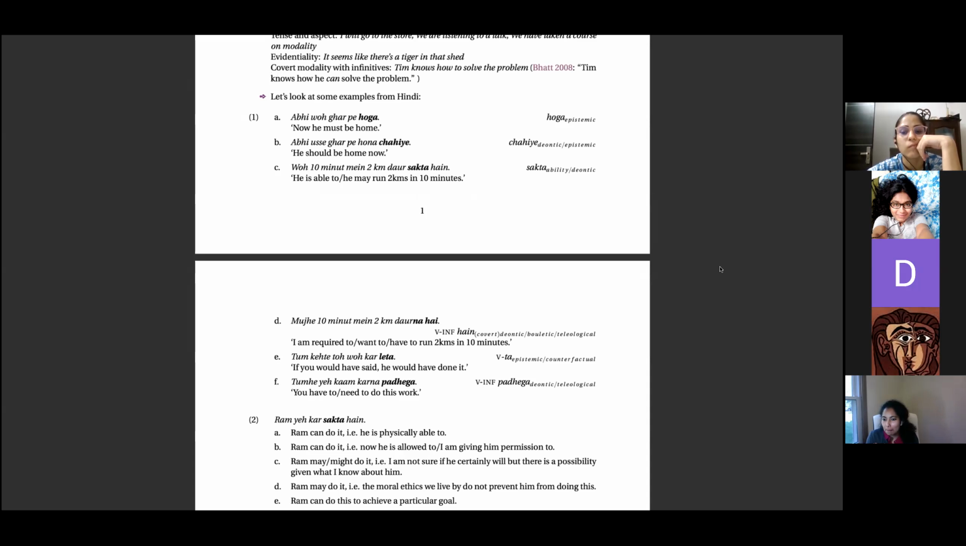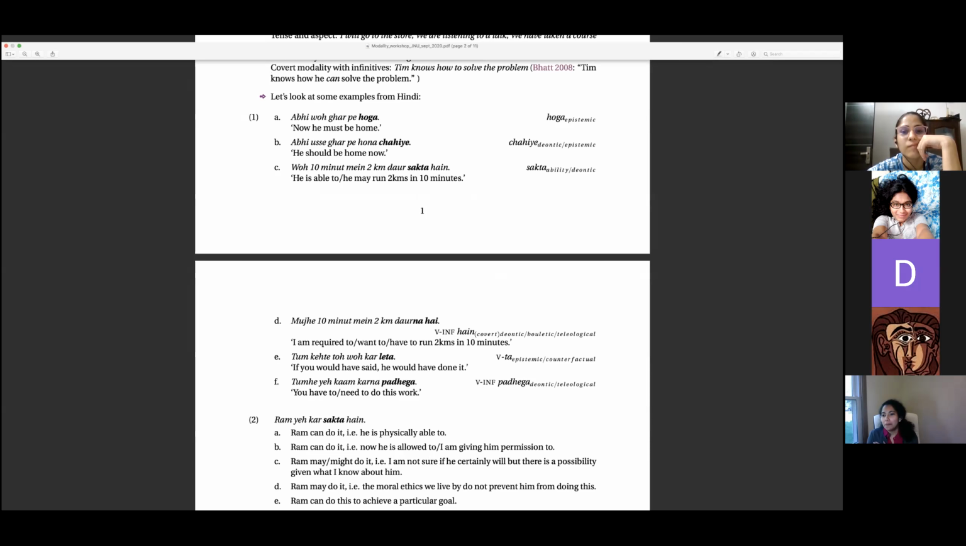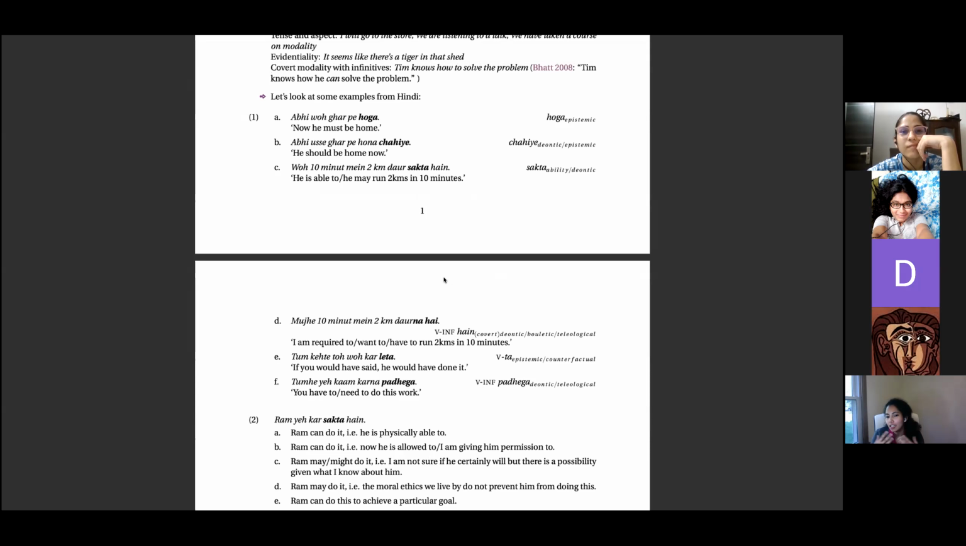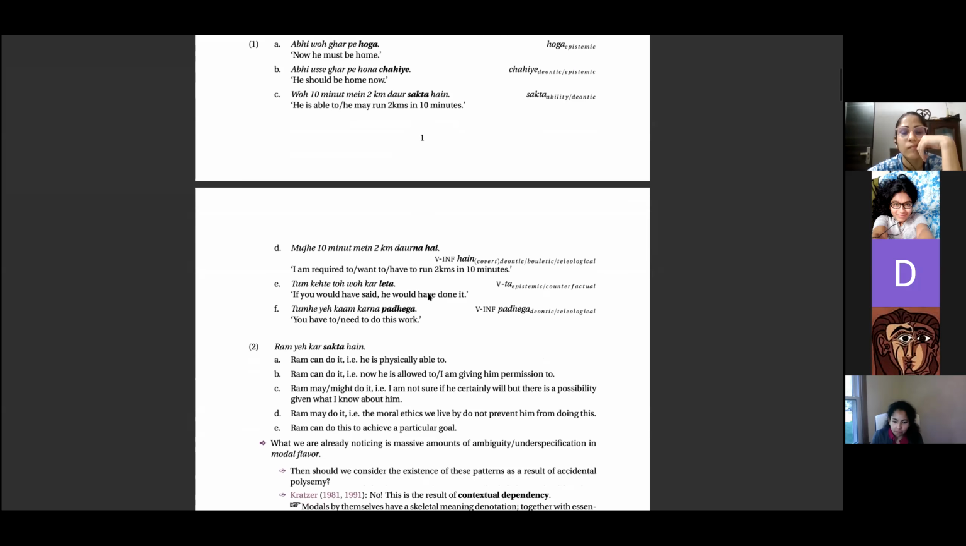Anyone? Okay, everyone's very smart here. No one's raising their hands. Yeah, so the prevalent view is this is not a lexical thing. It's contextual, right? We'll see that in a second.